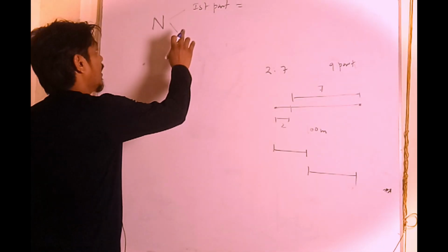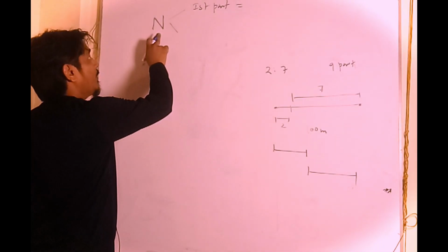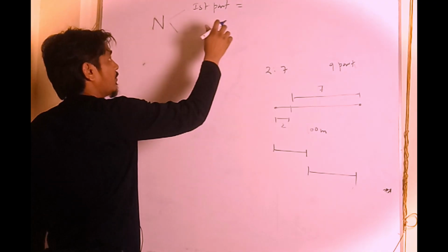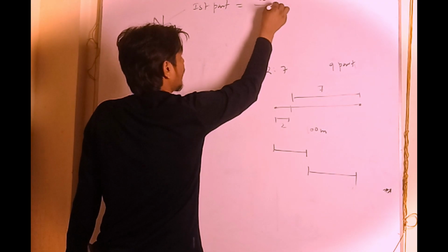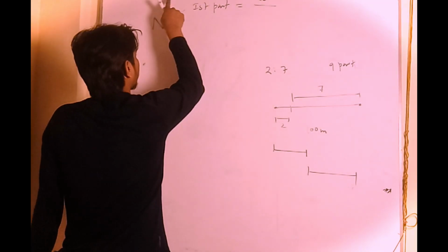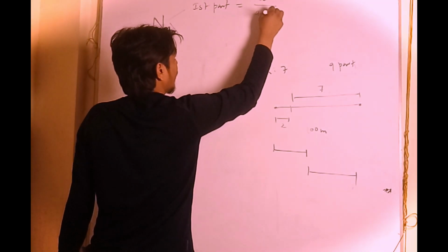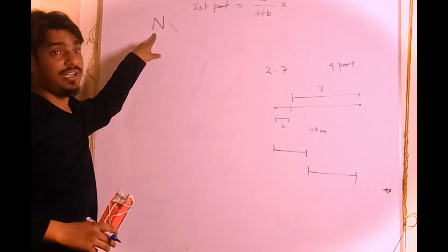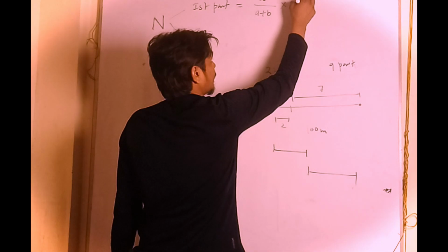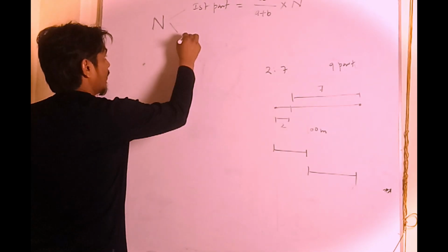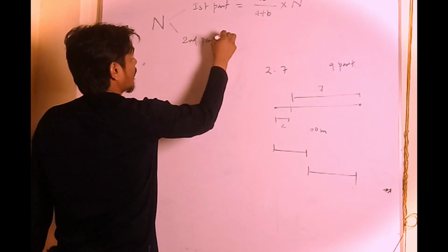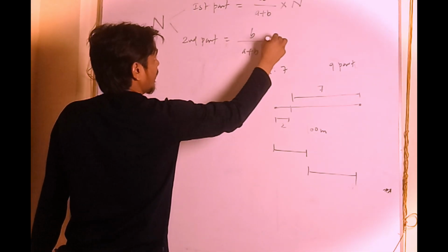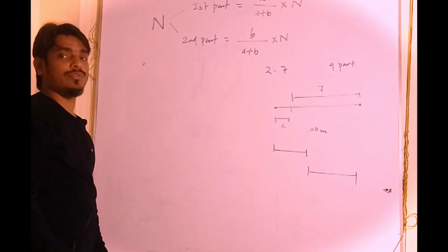So if I'm dividing a number n in this ratio A to B, the first part is equal to the first one divided by the total, the sum of these two, A plus B, multiplied by the number we are dividing, n. And the second part will be equal to the second one over the total A plus B, multiplied by the number we are going to divide.